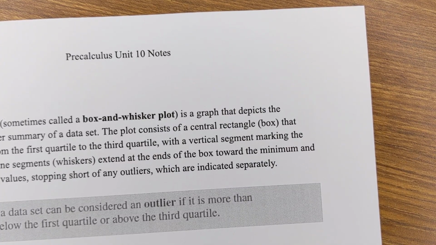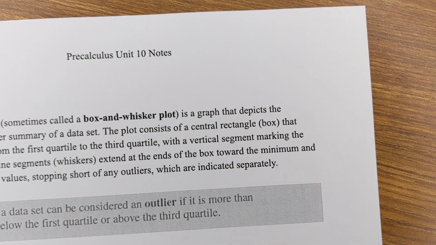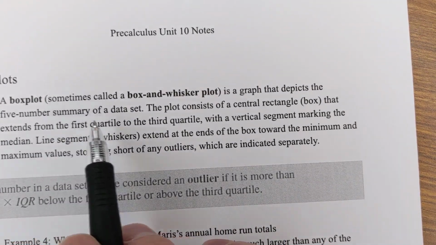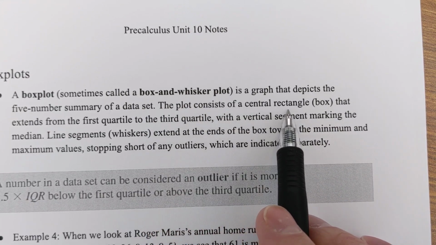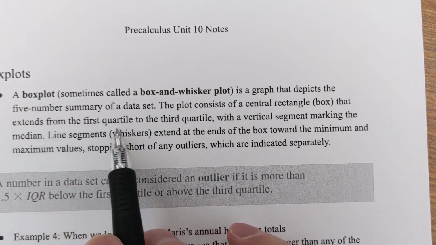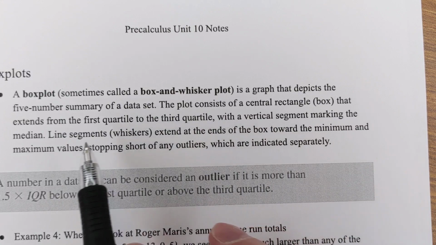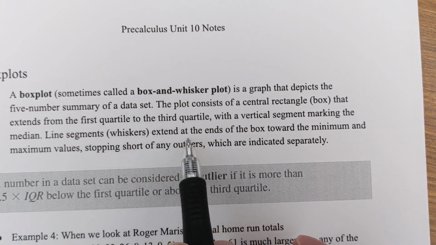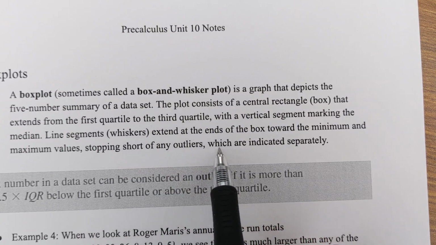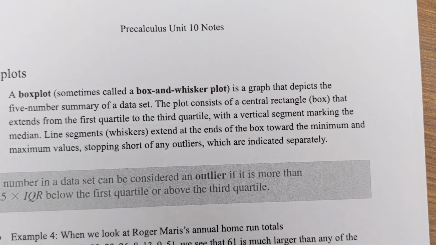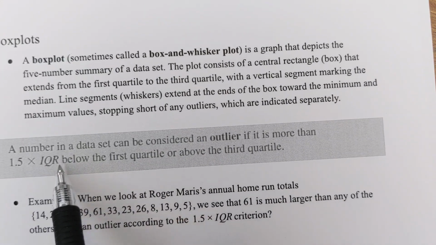Okay, so you can use the 5-number summary to create what's referred to as a box and whisker plot, a graph that graphically describes the 5-number summary. The box plot consists of a central rectangle, the box, that extends from the first quartile to the third quartile, with a vertical segment marking the median. Line segments called whiskers extend at the ends of the box towards the minimum and maximum, stopping short of any outliers, which are indicated separately. A number in a data set can be considered an outlier if it is more than 1.5 times the interquartile range below the first quartile or above the third.